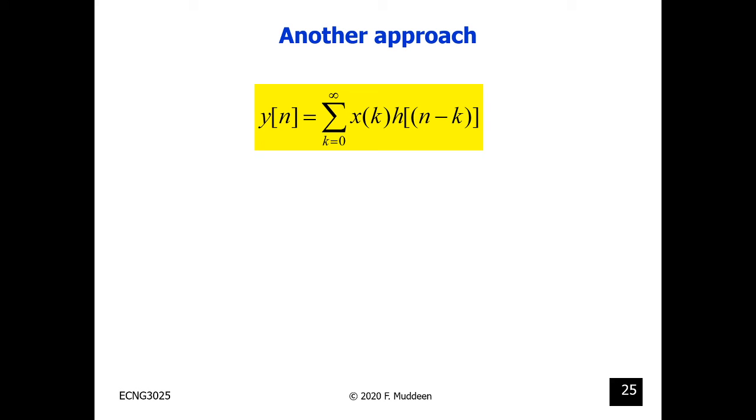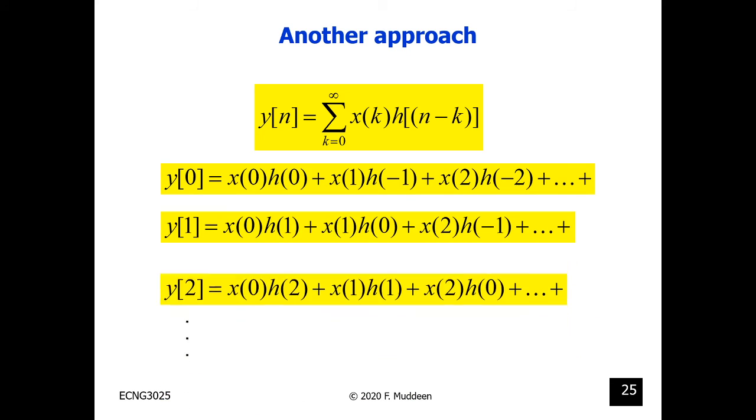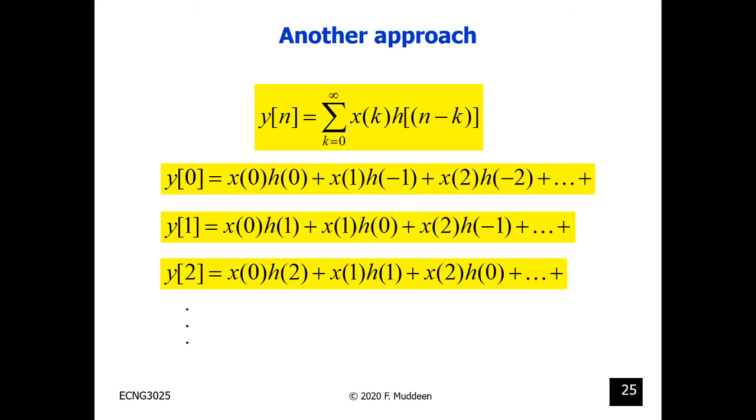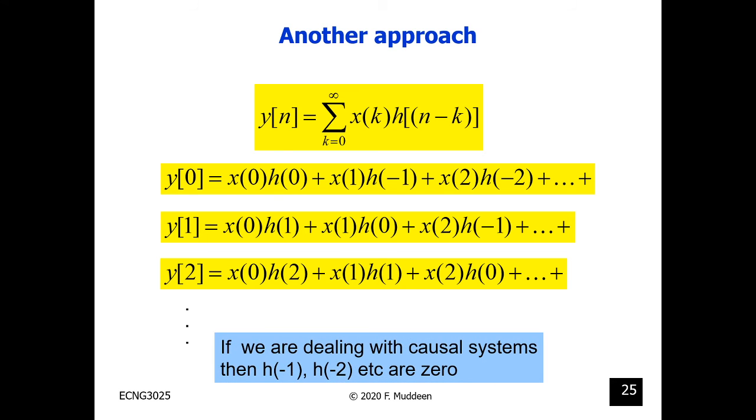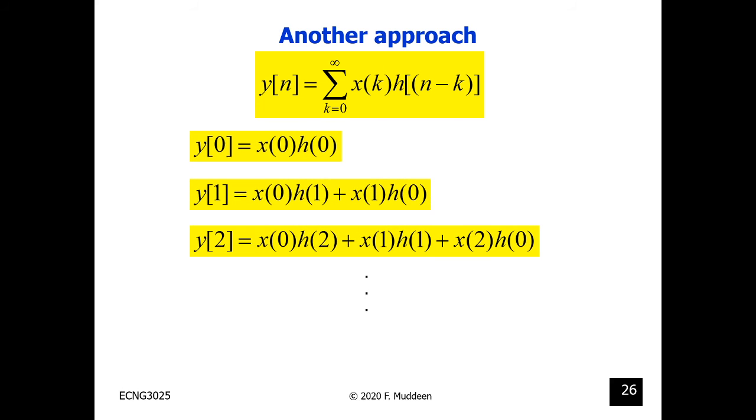So if we look at another approach in particular, we had y of 0, y of 1, y of 2, and so forth. And because we're dealing with causal signals or causal systems, h of any negative index is just going to be 0 regardless. What happens here is that y of 0 is going to be x0 h0, y of 1 is x0 h1 plus x1 h0, and so forth for y of 2 and so on.